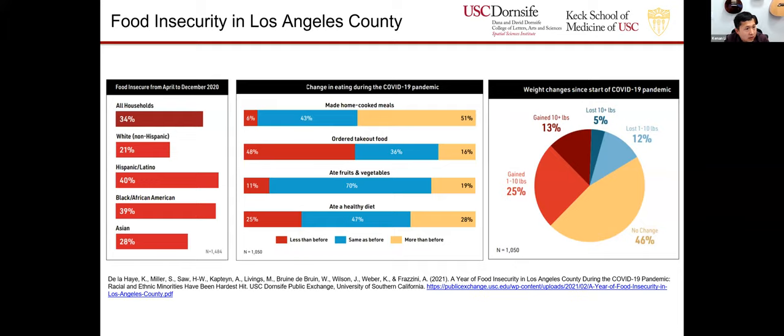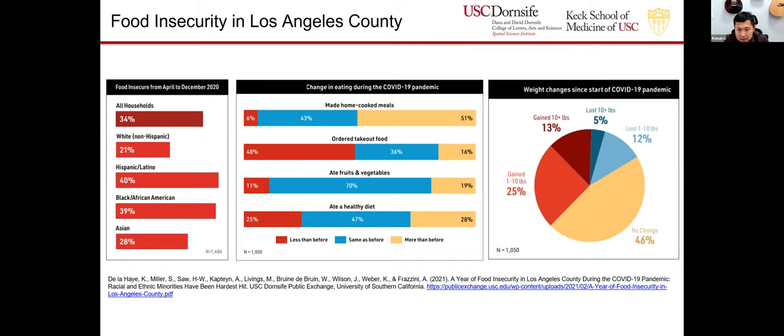First, if we look at the first plot, which is the bar plot of the food insecurity score from April to December 2020, we can see that a high percentage of households participating in the survey reported they were experiencing food insecurity problems. And if we break up the results into different race groups, we also see the disparities. In the middle figure, we can see the changes in eating habits during the COVID-19 pandemic. Surprisingly, over half of the population has some degree of change in their healthy diet and their cooking habits. For example, 51% of the participants reported they were making more home-cooked meals than before.